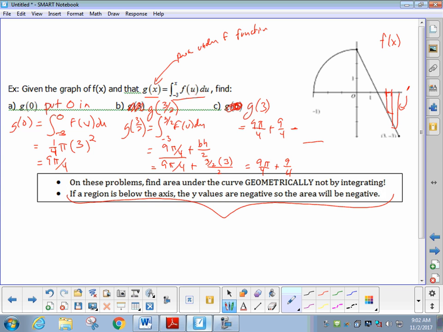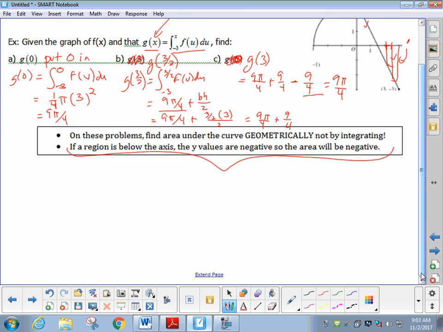What's the base of that and the height of that? It might look similar. It is the same, so 9/4. So what is g of 3? 9 pi over 4. That positive area is the same as the negative area, so those two knock each other out, and you get that 9 pi over 4 semicircle. Questions so far? Okay.